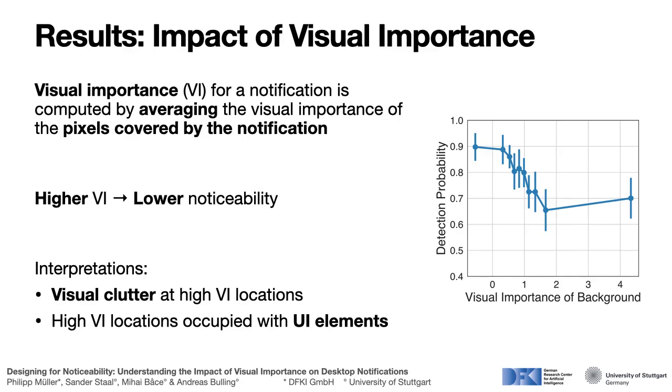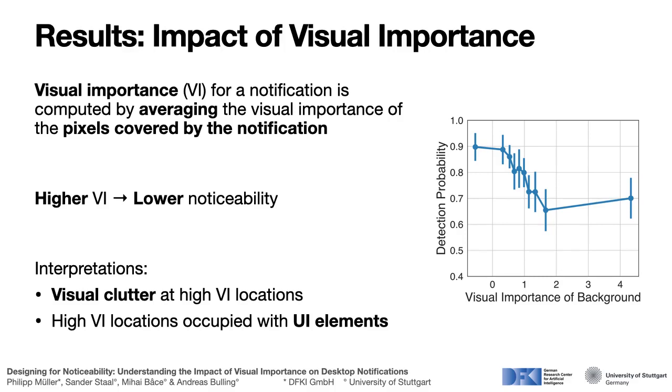On the right, we show the detection probability of notifications for bins of notifications with different visual importance values. Most importantly, our results show a clear connection between visual importance at the notification location and the probability of detecting the notification. The relationship is inverse, meaning the higher visual importance leads to a lower noticeability.